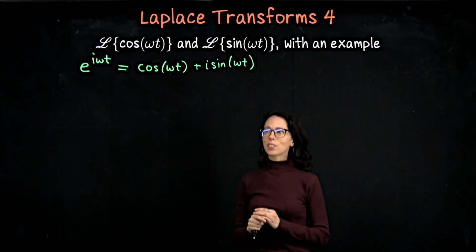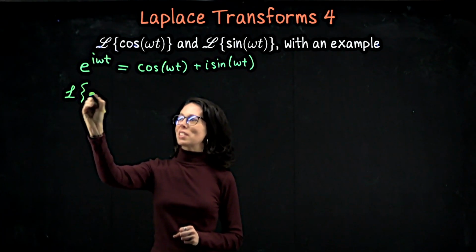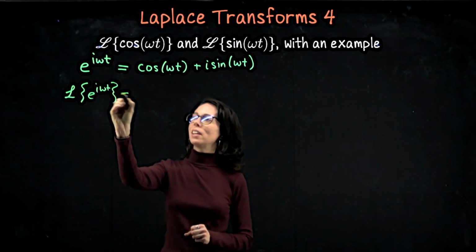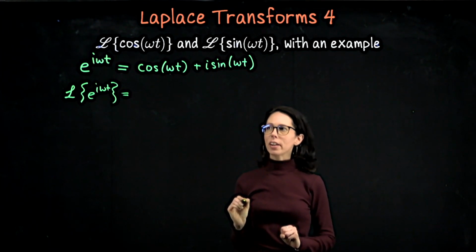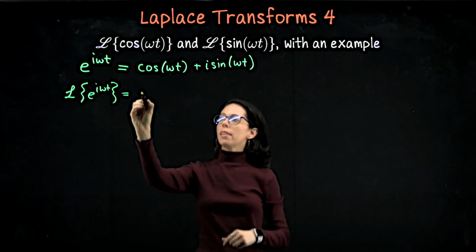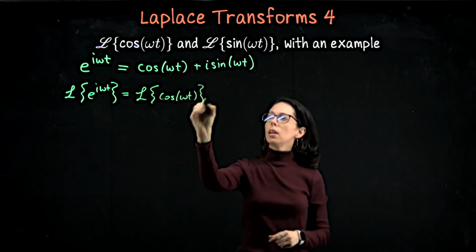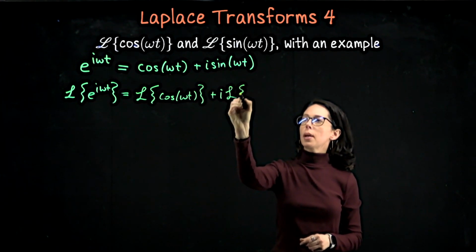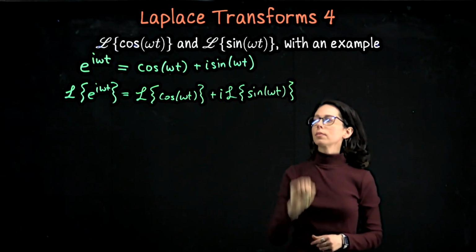Let's take the Laplace transform of both sides. So just transform the left-hand side and transform the right-hand side. I'm going to go ahead and break that apart using linearity. So when I take the Laplace transform of cosine plus i sine, that is the Laplace transform of cosine of omega t plus i times the Laplace transform of sine of omega t.